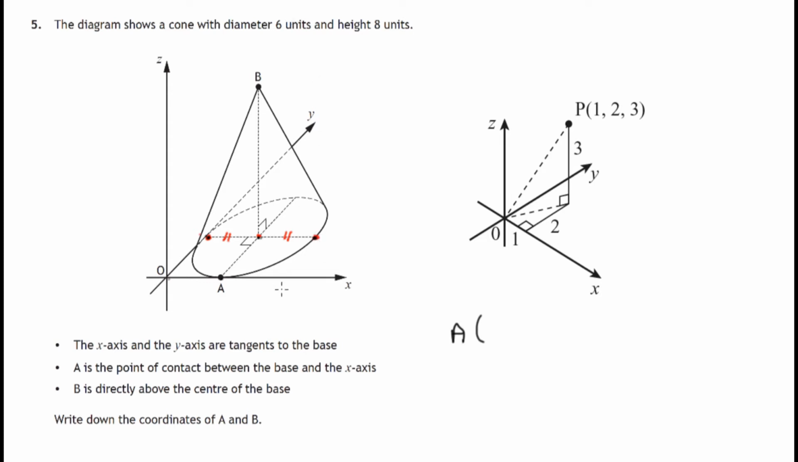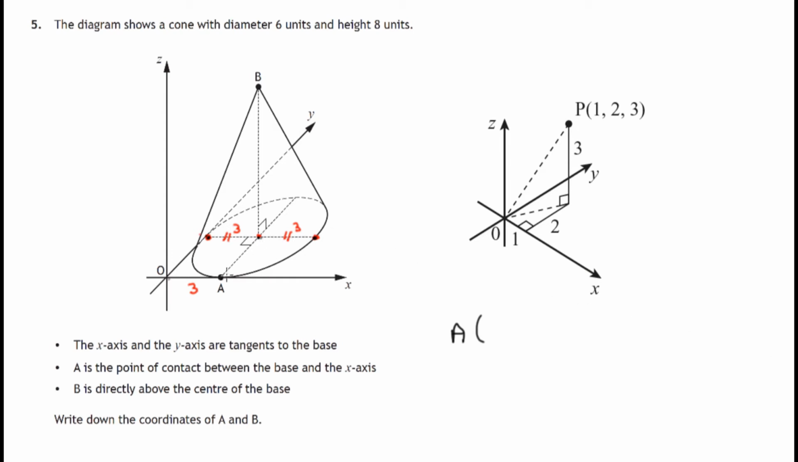Now we're told the diameter is 6, so all the way from this point right across the circular base to this point is 6 units. So half of that would be 3 and this other half would be 3. So we've travelled from O to A a distance of 3 units.